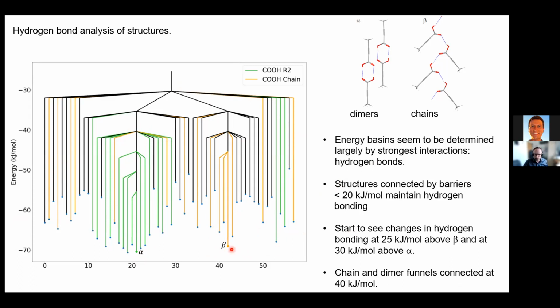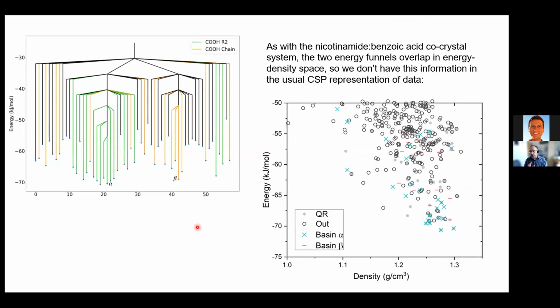And similarly with beta, you have consistent chains within these structures, but you get to this point and you start to break things, and you get structures which don't sit nicely into either of these categories. And then you get to 40 kilojoules per mole, and those 2 funnels get connected. So it connects the structural chemistry to the energy landscape quite nicely, we think. Again, it gives a very different picture from the typical crystal structure prediction landscape that we're used to looking at, these energy density plots, because these 2 funnels again sit on top of each other in those. So we wouldn't have been able to identify them as different funnels from that plot with density as our structural parameter.